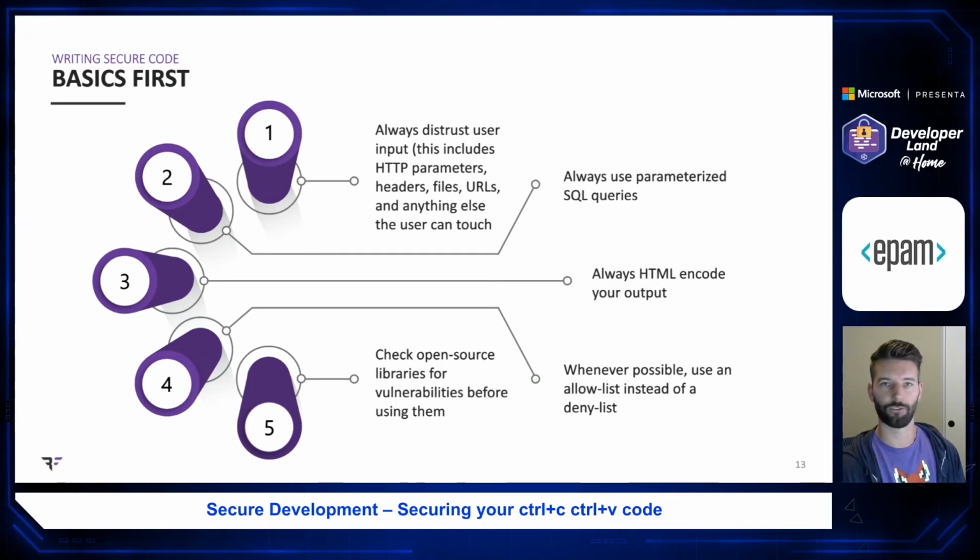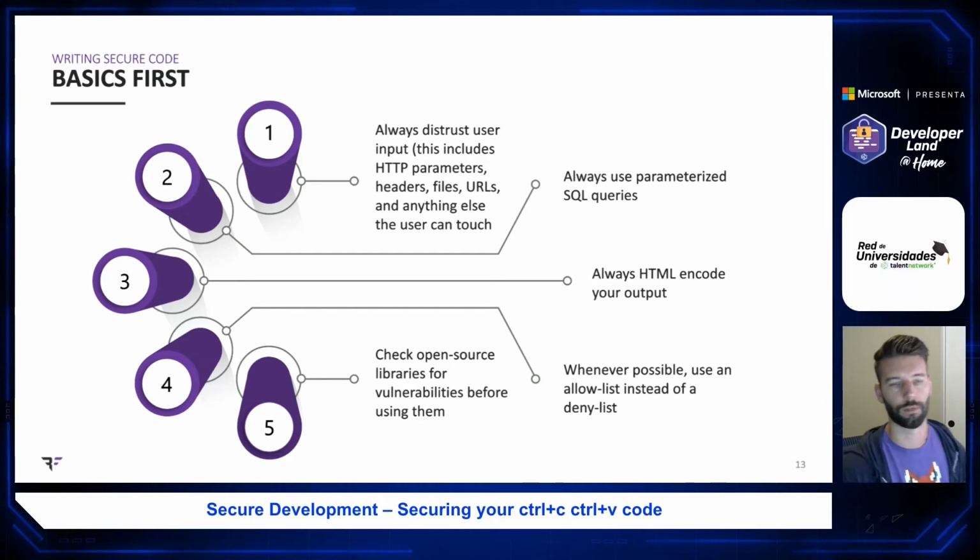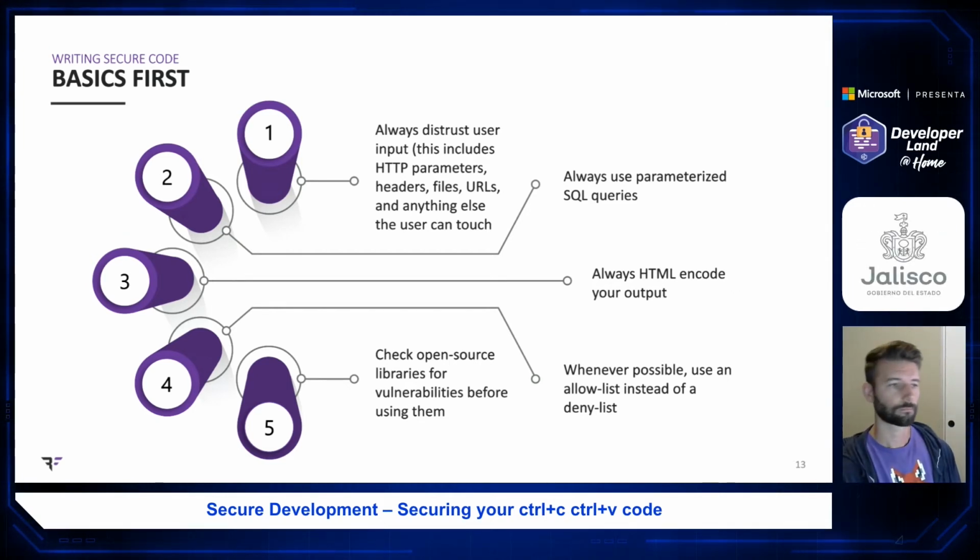Because otherwise, chances are you're going to forget one, or if new technology comes out, now you have to update your deny list. It's typically just safer to specify what you do want and then deny everything else versus trying to figure out what you don't want. And then lastly, always check open source libraries for vulnerabilities before using them. We'll talk a little bit more about this one at a later slide.